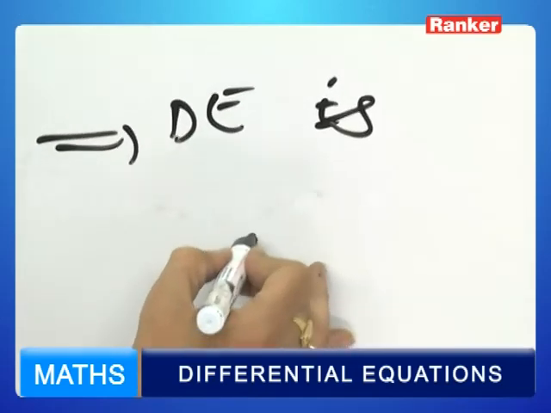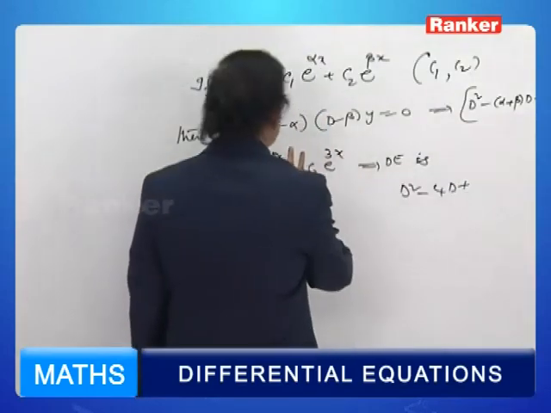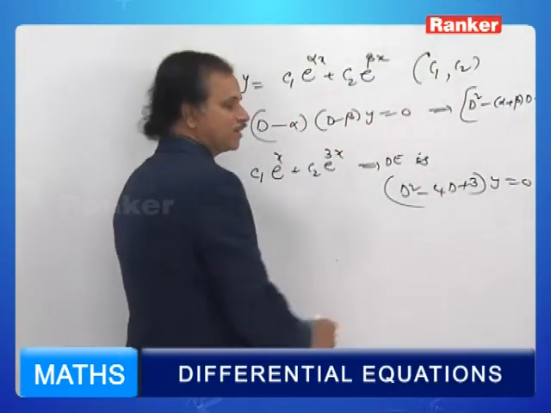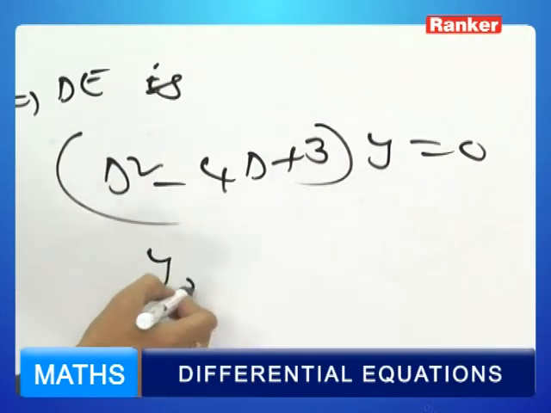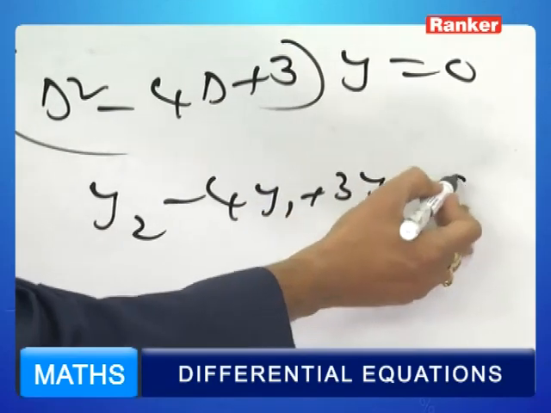D square minus alpha plus beta, 4, into D plus alpha beta, 3, of y is equal to 0. What does it mean? D square of y is y2, D of y is y1, plus 3y is equal to 0.